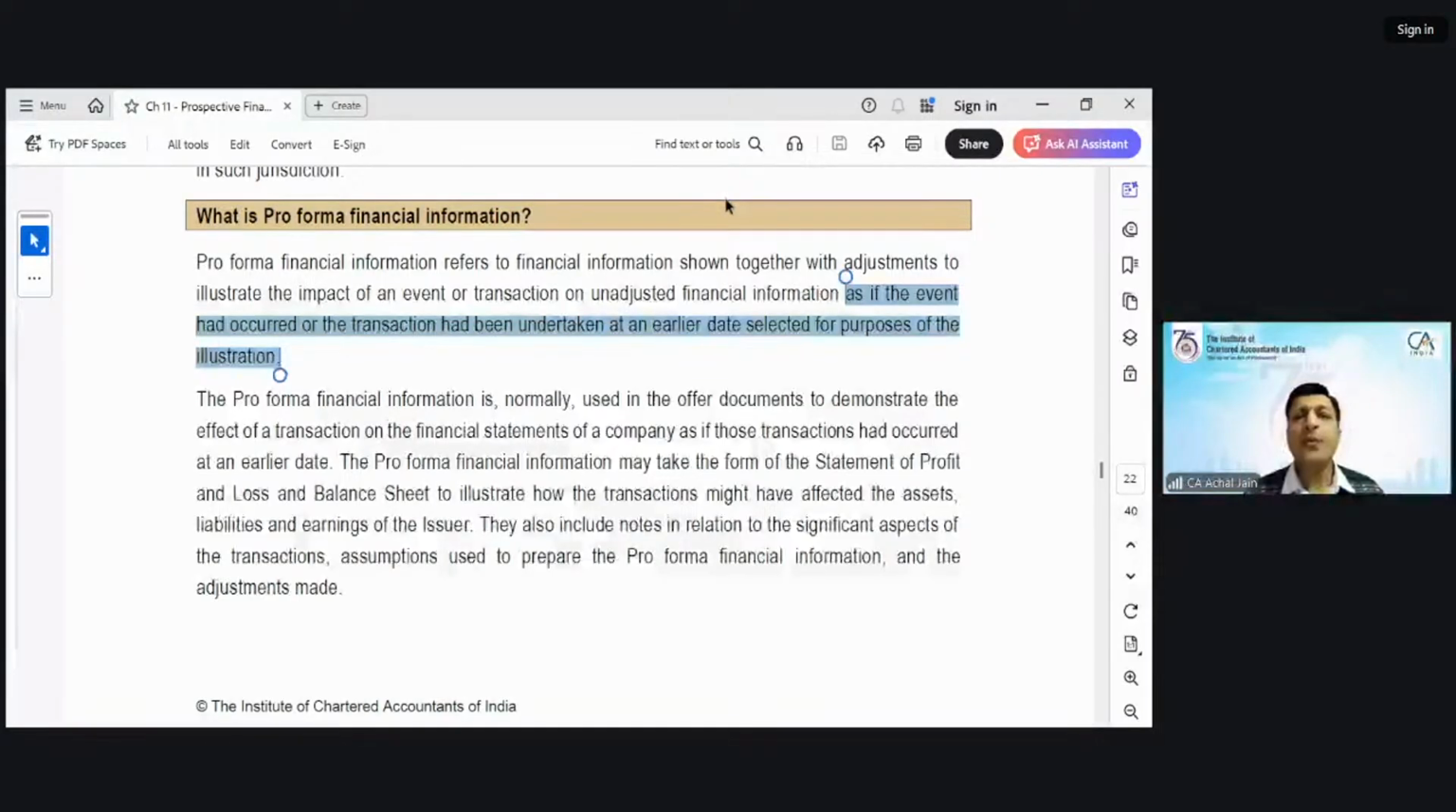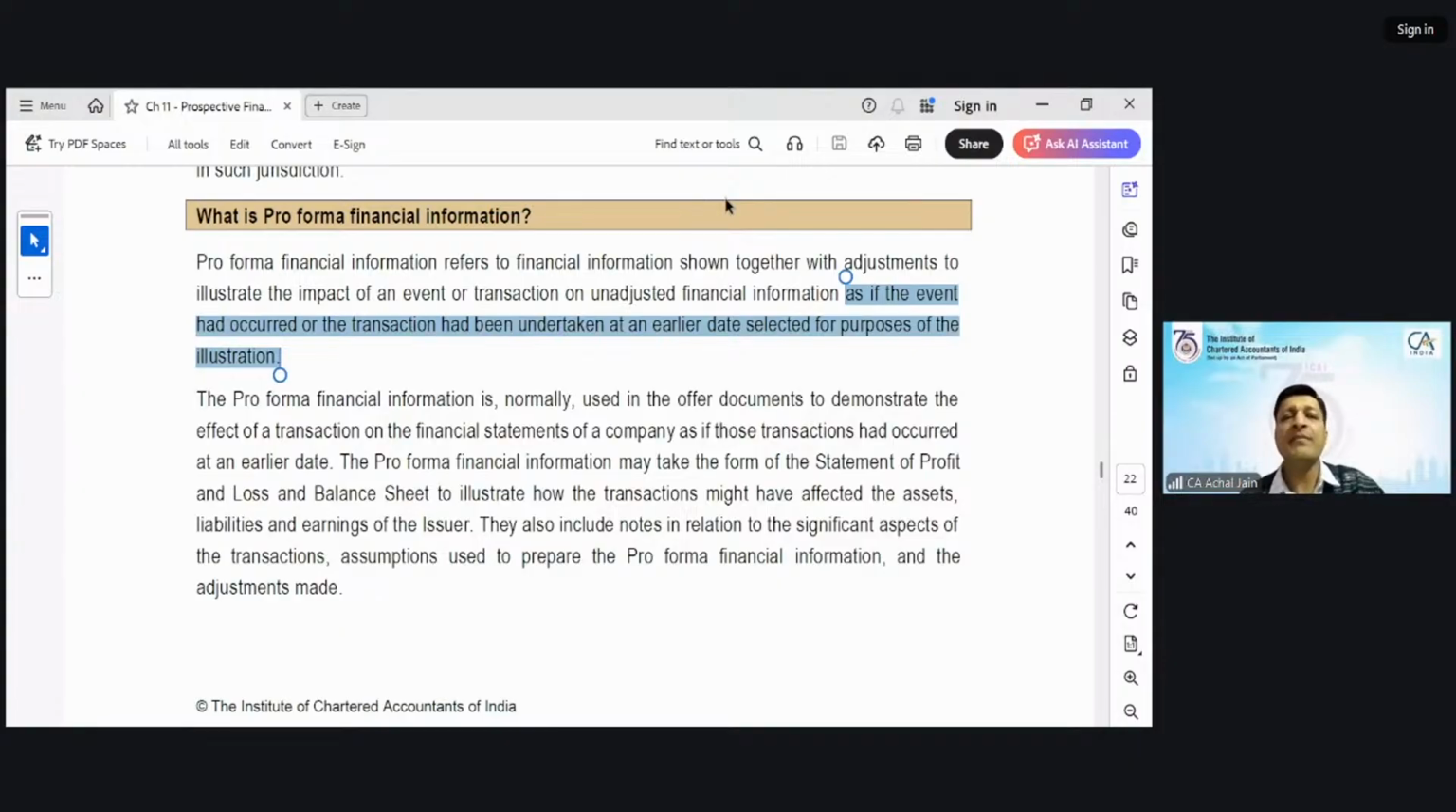Now, the pro forma financial information is normally used in offer documents. So let's suppose a company is planning an IPO. Okay. So what do they have? So maybe they are thinking of some events or transactions. So that's why, what do they want to do? They want to present their numbers, so that the users can get an understanding as to how the numbers are going to look like. Right? So that's where you commonly see this.